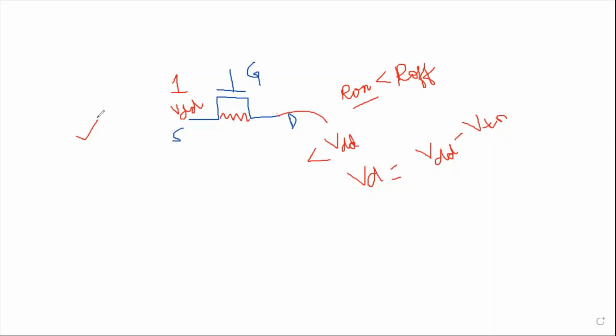Pull down means a network which is going to give you 0.